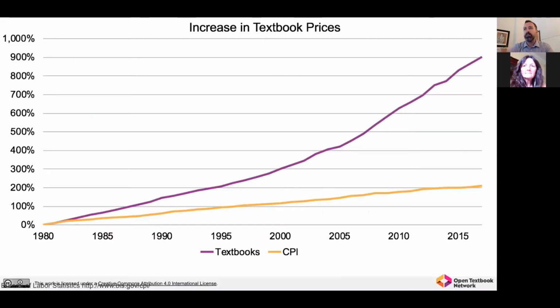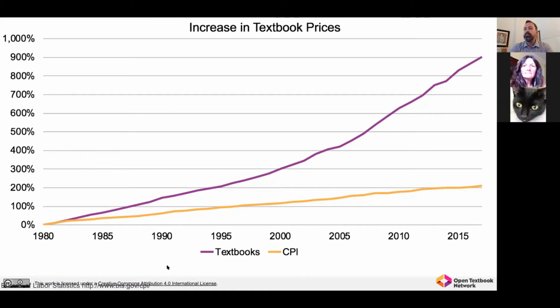Textbook prices in general, and largely because the academic textbook market is dominated by only a handful of large publishers. So they have kind of cartel pricing, and they can raise the price as much as they want to. And you'll see the red bar on this chart is textbook pricing over time.